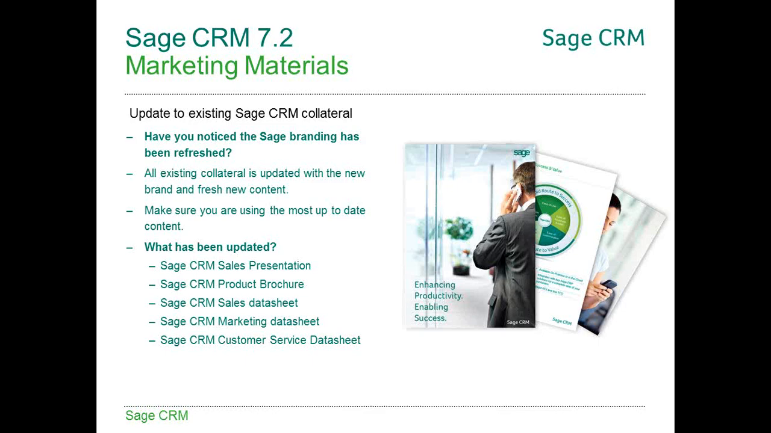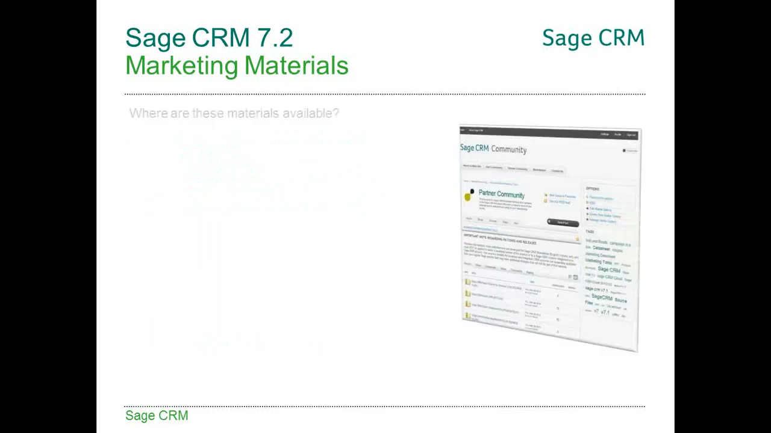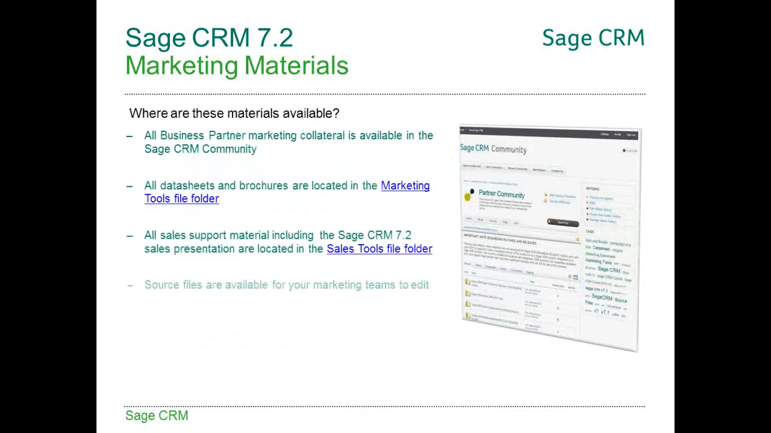The sorts of things you need to look at are all on the community website in the business partner sales and marketing area: sales presentations, product brochures, data sheets, and so on. So do take a look at that. Make sure you update your own collateral and your own websites in support of that new look and feel. As I noted, they're all in the marketing tools file folder on the community, and the sales support material is in the sales tool file folder as well.